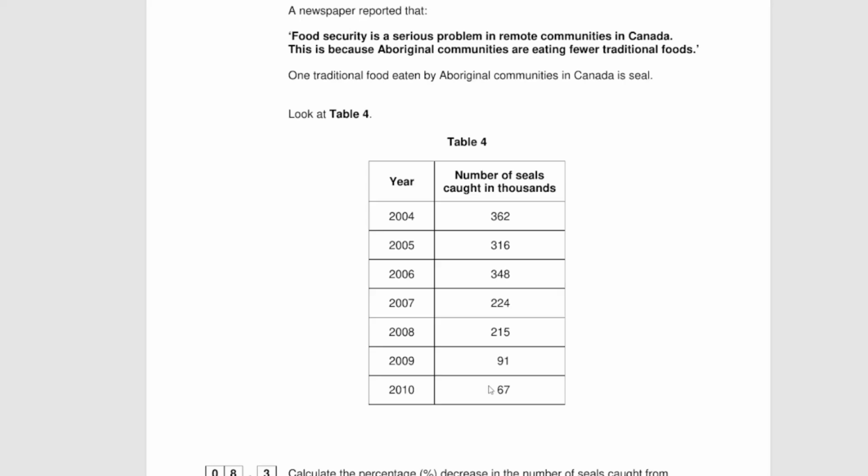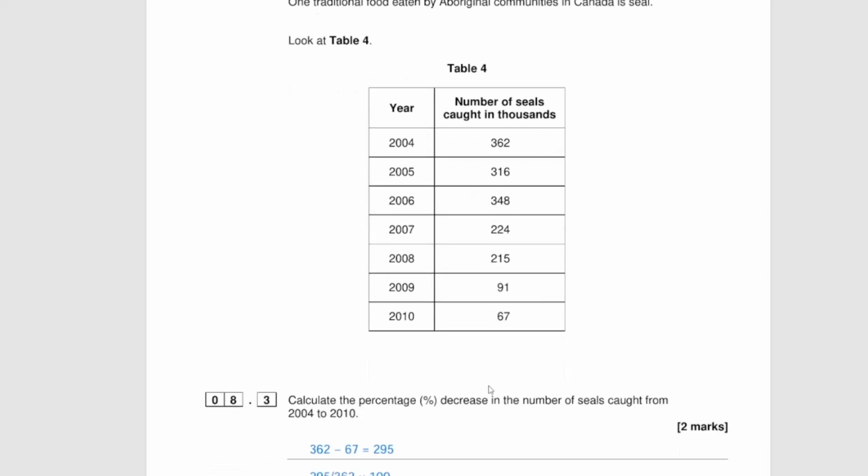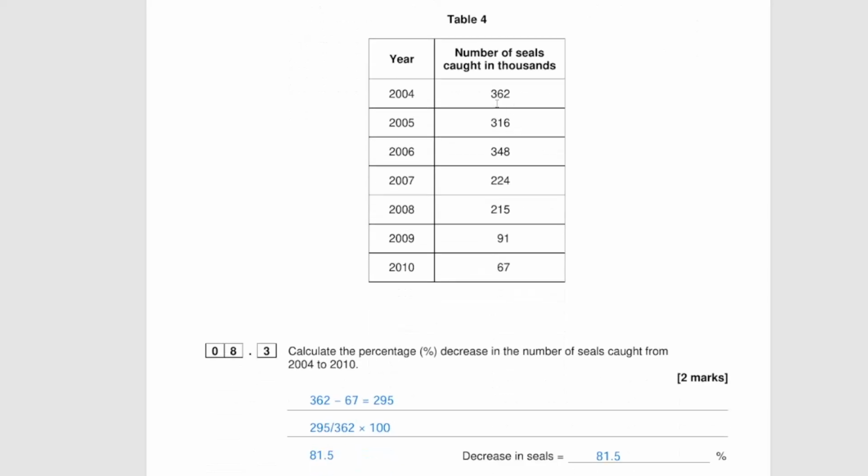Now, you may remember from GCSE mathematics that the formula for percentage decrease, or any form of percentage change, is the change over the original times 100. To work out the change, we just do 362 minus 67, or just 362,000 minus 67,000, it doesn't make a difference, which equals 295. Then 295 over 362 times 100 gives a percentage decrease of 81.5.